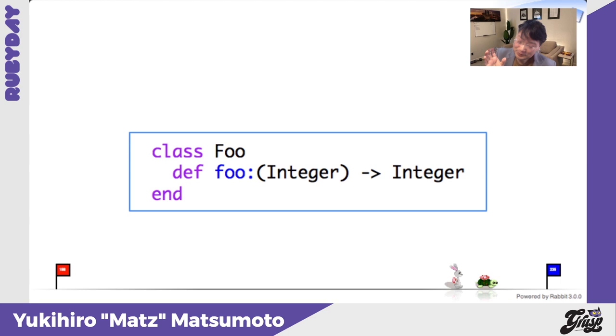So each element has different types of meanings, and it is difficult for TypeProf to distinguish those two usages. So you might have to update your generated RBS for your applications. But it is a very sufficient first step of the RBS generation for your applications.